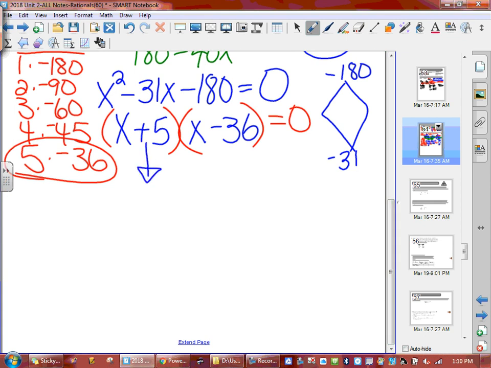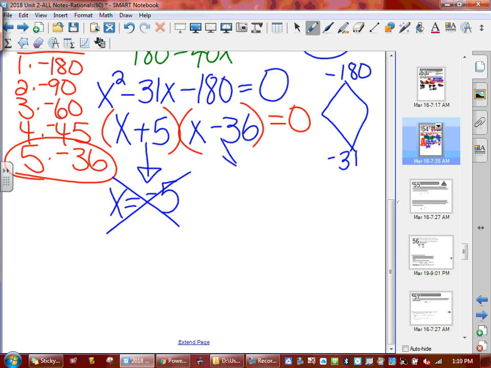And again, it's opposite signs, same idea. Okay, x equals negative 5 there. Are we allowed it? No, so that's not part of a solution, because negative values are not allowed in problem solving. Okay, next guy, what should he be then? Positive 36. That's our answer.